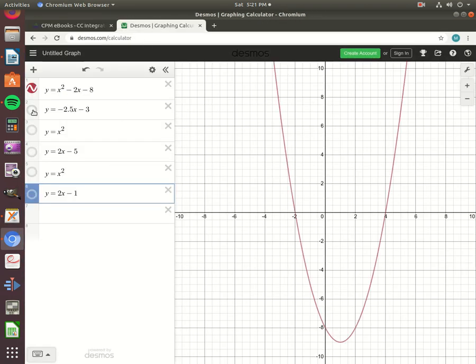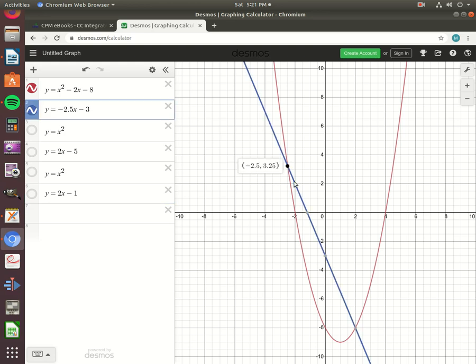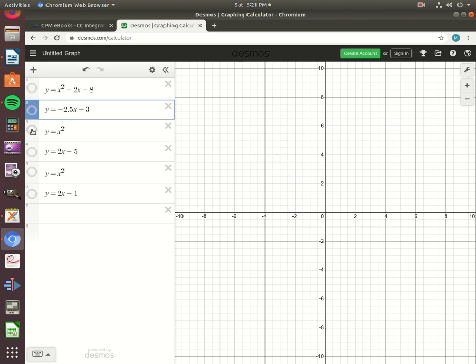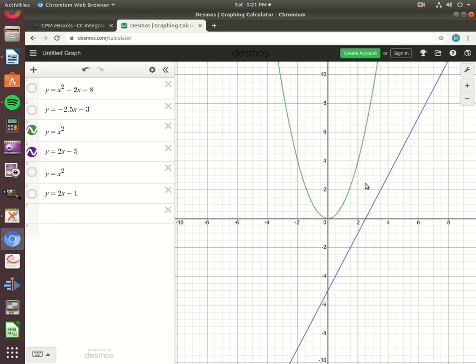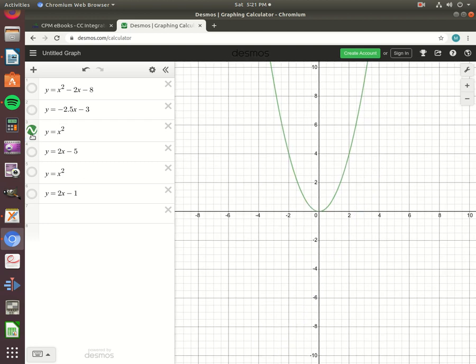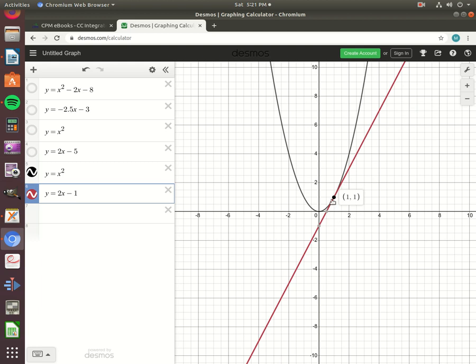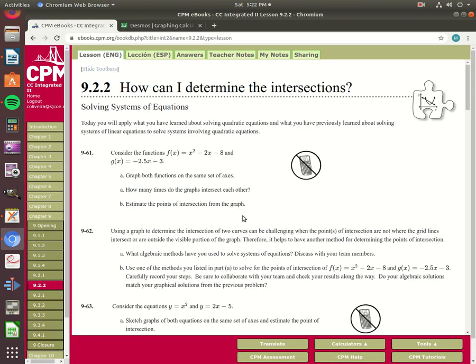So first of all, the first problem that we did, you can see it met at 2, negative 8 and at negative 2.5, 3.25, just like we said. The next one we had didn't meet at all. Again, we did have some imaginary solutions. And the one that we just did is supposed to meet at 1, 1. And you can see right there, it meets at 1, 1. It doesn't meet twice. It just sort of kisses the parabola and keeps going. So that's where we're at with that.